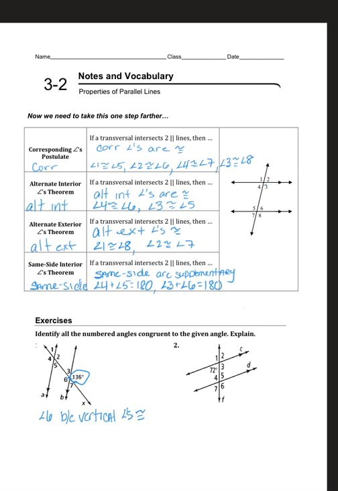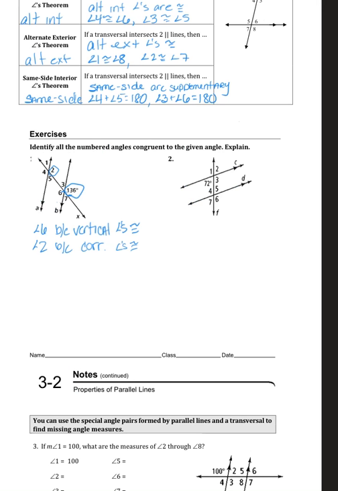All right, we also have angle 2 is going to be 136 because those are corresponding. And the last angle is going to be angle 4, and that's because alternate exterior angles are congruent. So you have to be able to tell what kind of angles you're dealing with.